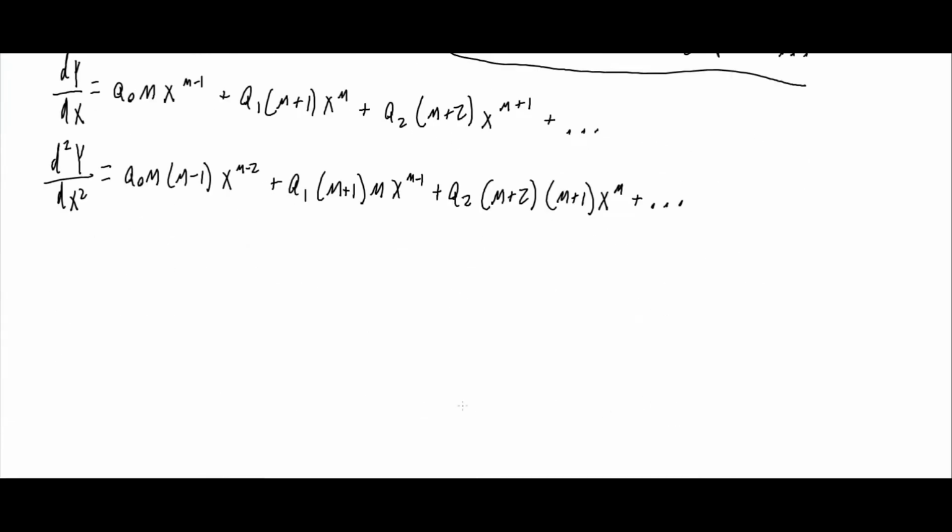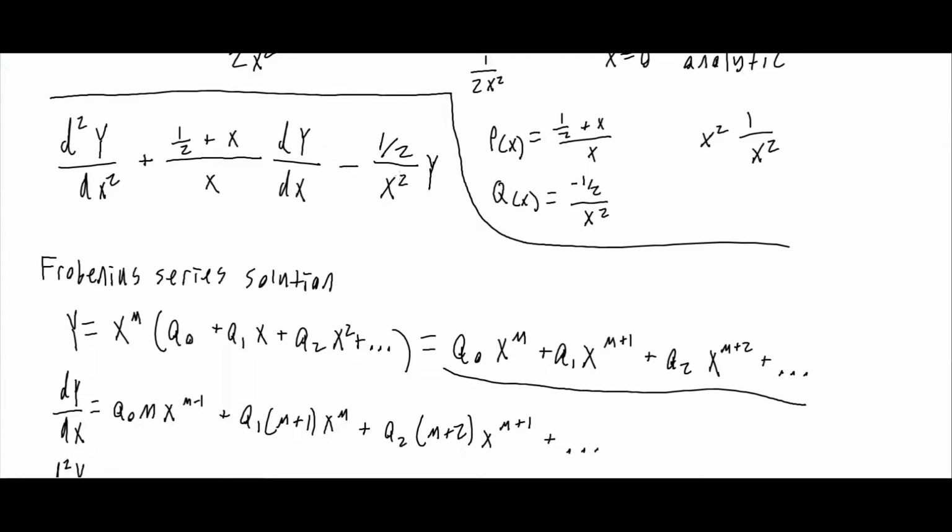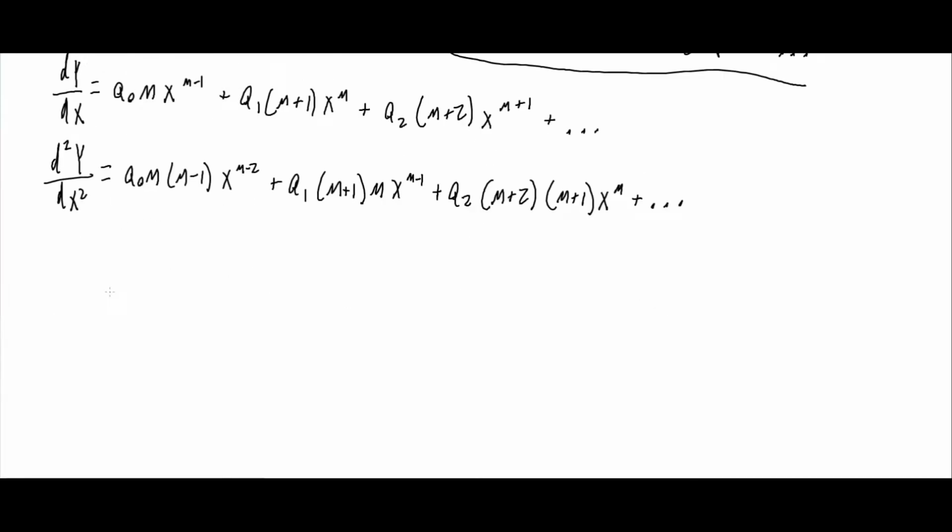And so if we put that back into our differential equation up here, what we end up with is, we first put in the second derivative, and so that will be our a naught m times m minus 1 times x to the m minus 2, plus a1 m plus 1 times m plus 1 times m times x to the m minus 1 plus a 2 m plus 2 m plus 1 times x to the m, and so on, going to infinity.